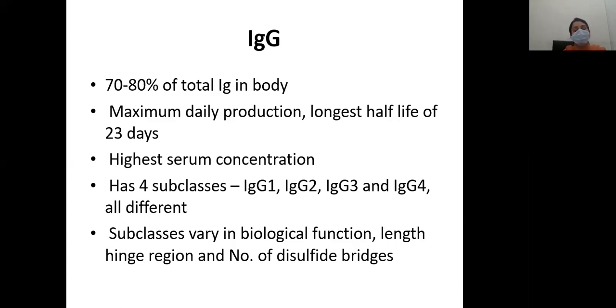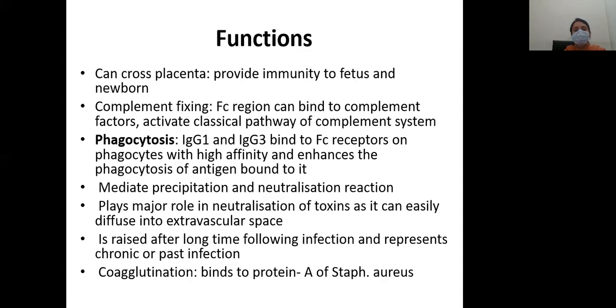Immunoglobulin G, they are about 70 to 80% of total immunoglobulins in the body, and make maximum daily production and have the longest half-life of 23 days. And it has the highest serum concentration, and it has 4 subclasses. 4 subclasses means they are further divided into immunoglobulin G1, G2, G3, and G4. And subclasses vary in biological function, length, hinge region, and number of disulfide bridges. So what is the function of immunoglobulin G?